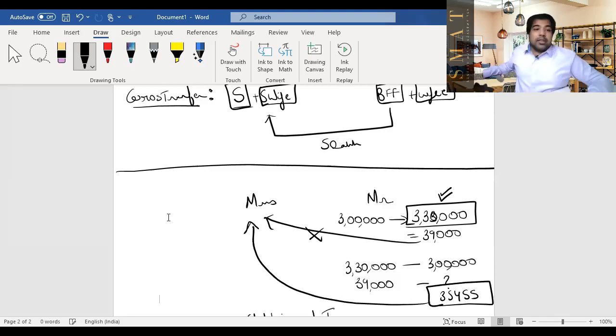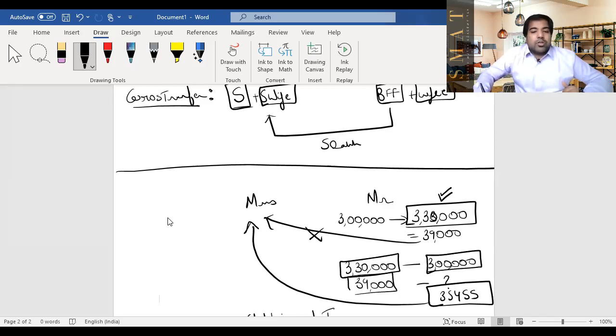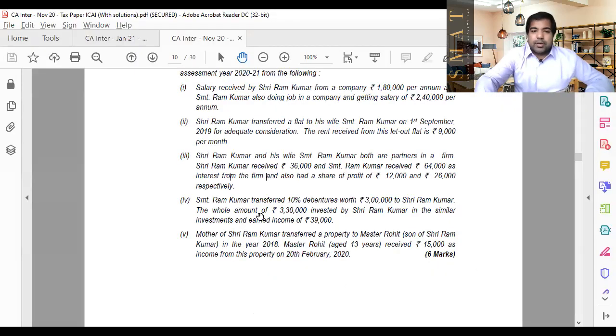I'll repeat once again. The missus gave debentures worth 3 lakh to the mister, and he bought debentures from that worth 3 lakh 30. So he put 30,000 of his own money. So that 30,000 will not be clubbed. The income on that will not be clubbed. So out of 3 lakh 30, the wife had given 3 lakh worth of investments. So out of 39,000 income, how much is of the wife? Proportionate, 35,455. Let's go back to the question, guys, and take the last one.